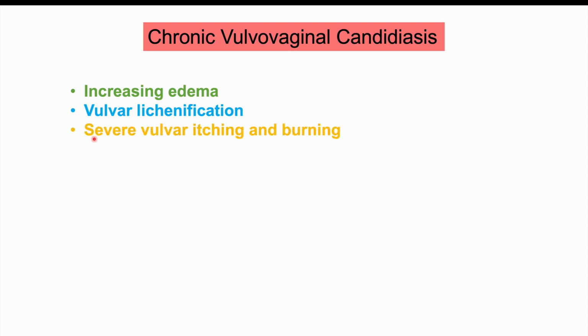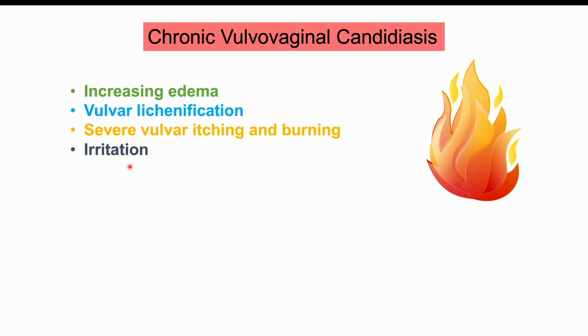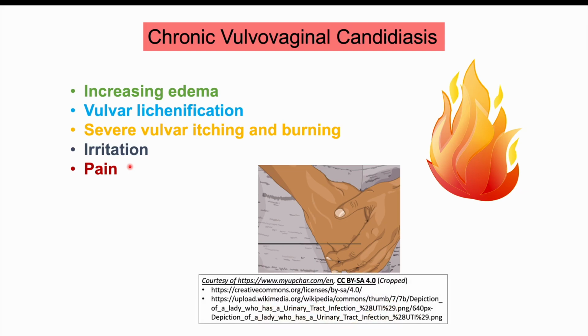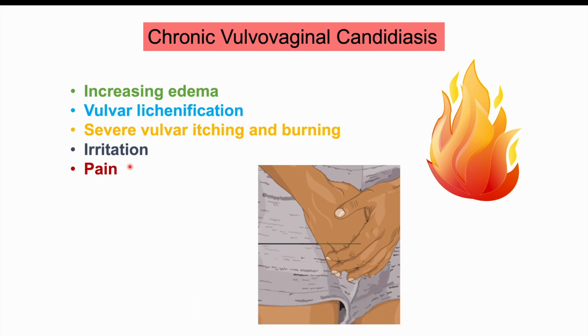We can also see issues with severe vulvar itching and burning. So the itching and burning becomes more and more severe in this condition. We can also see issues with irritation and pain as well. So chronic vulvovaginal candidiasis is like the acute form, but worsened. Oftentimes, we're not going to see that discharge, and we can often see this in patients who are older and who have immunosuppression or have long-standing type 2 diabetes.